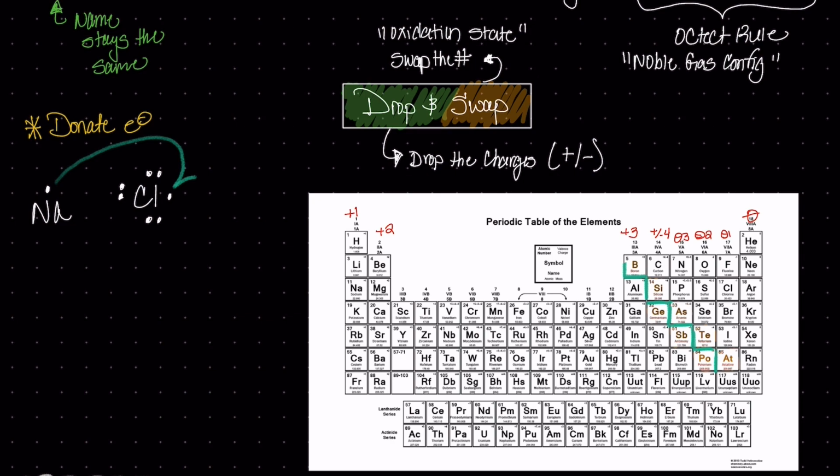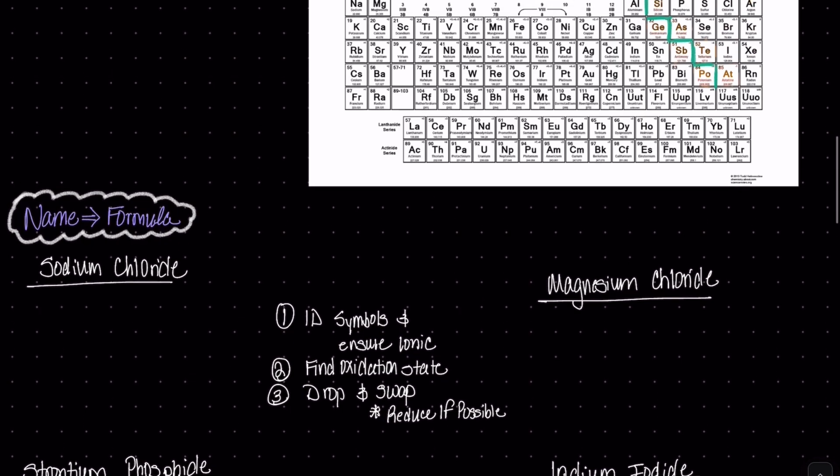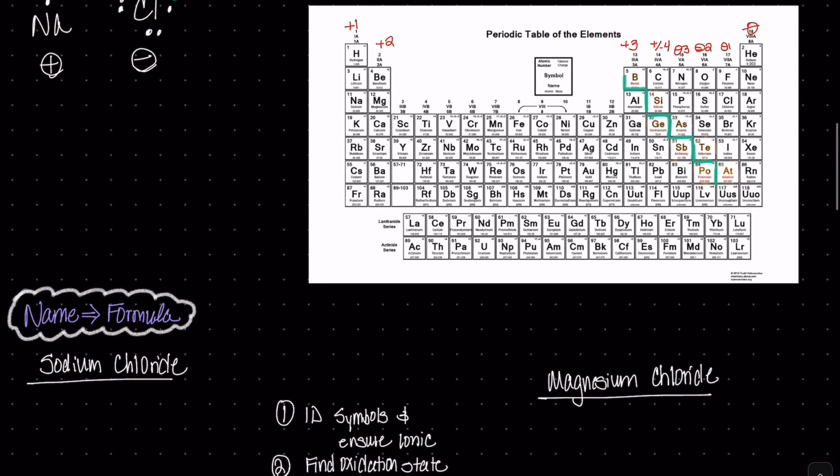And that way we can see who's donating, who's receiving, and make things pretty clear on who's positive and who's negative. Since I gave off that electron, I take in an electron, I'm now positive and negatively vice versa. And I have that strong electrostatic attraction. Using this principle of drop and swap, we can start building formulas or moving from a name to a formula.